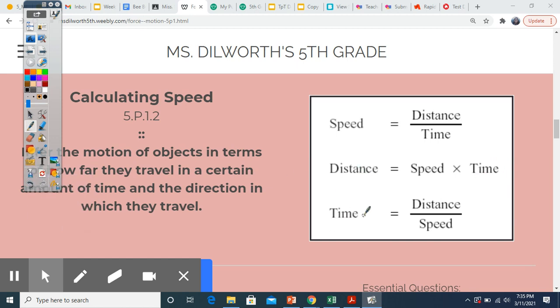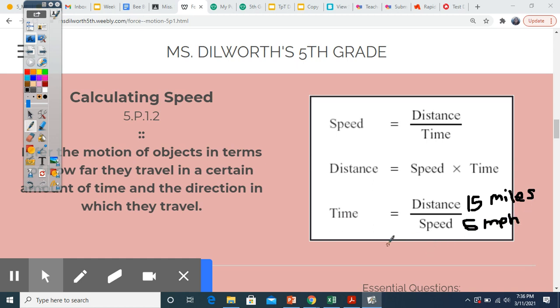that's how we found our distance. We were given speed already, and we were given time, so that's when we found our distance. So to find time, we have distance. So let's say we go 15 miles at a speed of 5 miles per hour.